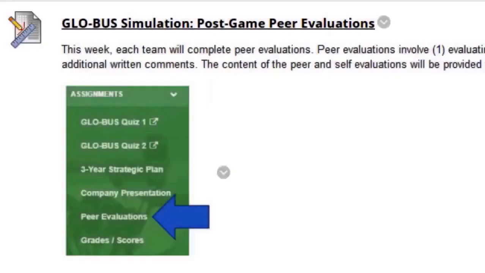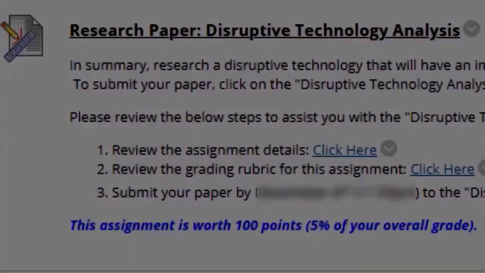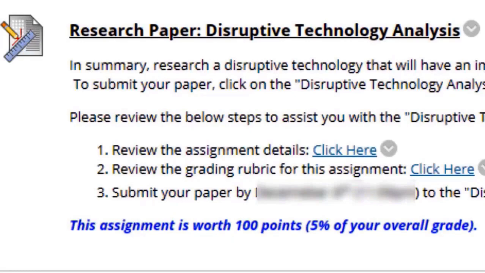Next one is the Global Simulation Post-Game Peer Evaluations. Clearly, you know how to accomplish this. Next, we have Research Paper Disruptive Technology.